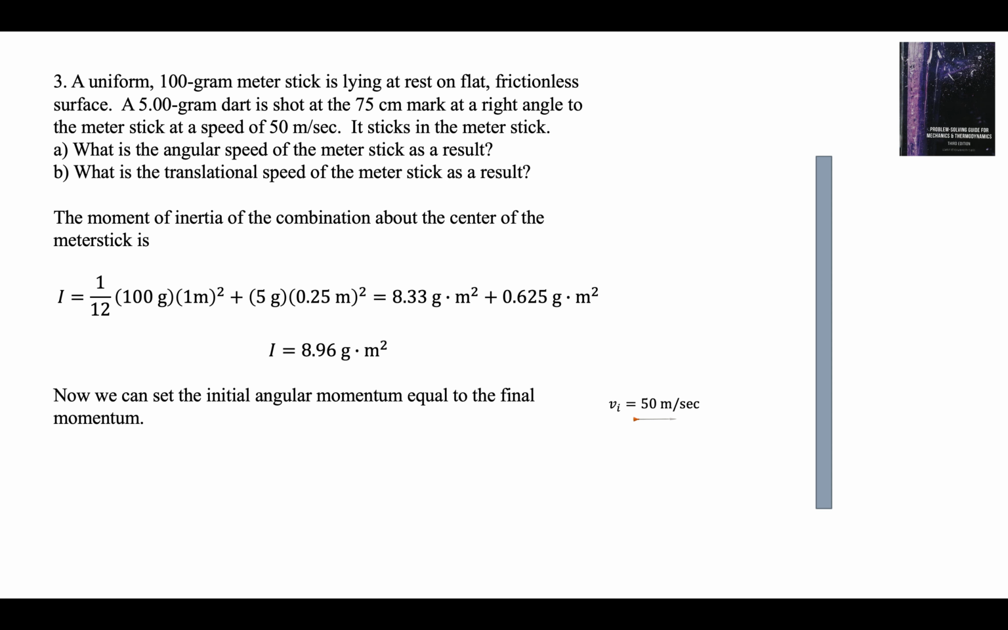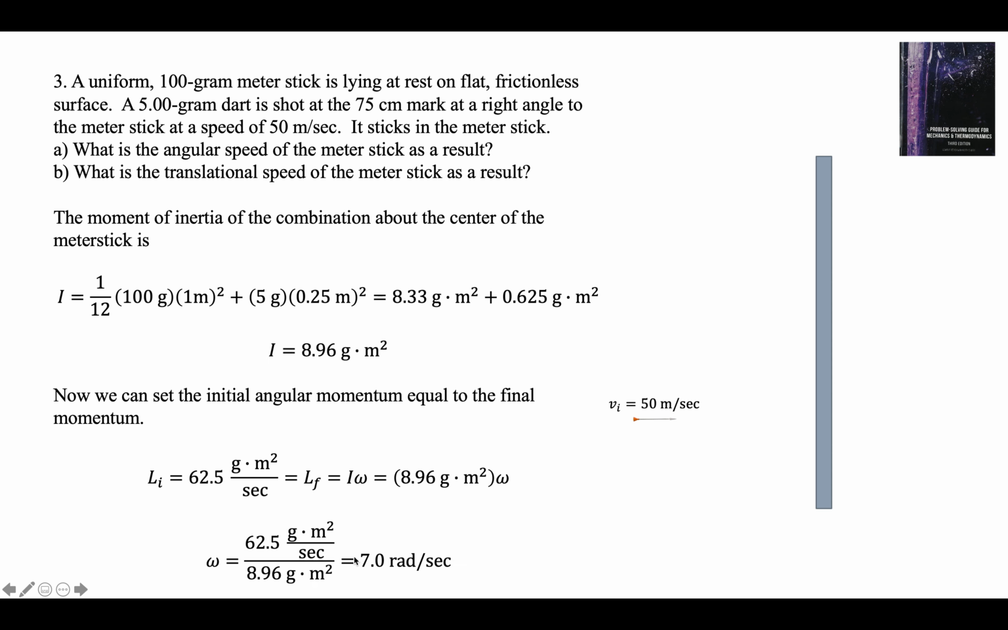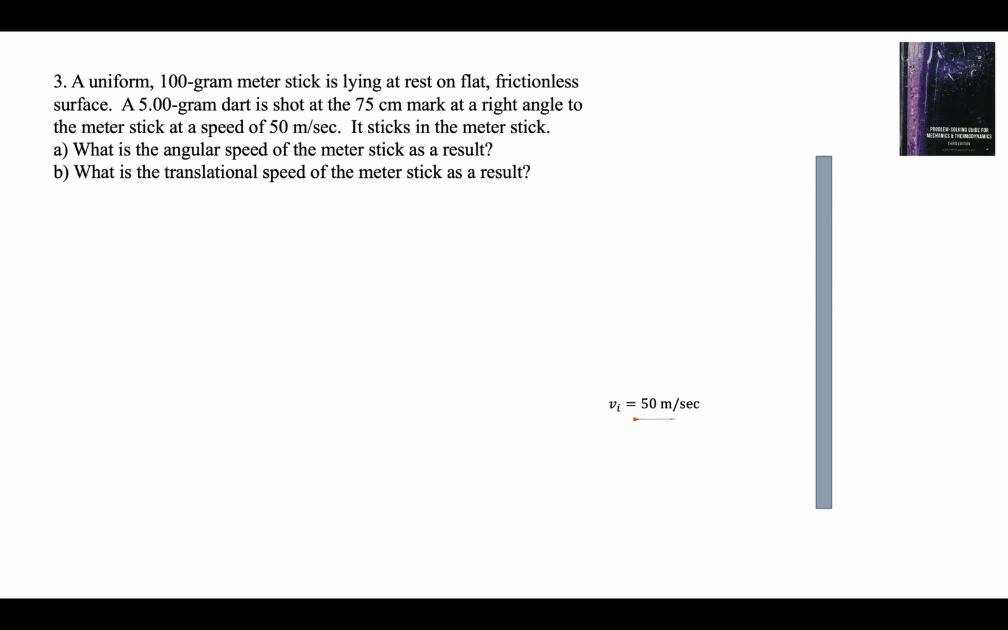Now we can set the initial angular momentum equal to the final angular momentum. There's the initial, which we calculated of just the dart. Final is I omega, and we calculated I. So now we can get omega, 7 radians per second. The meter stick's going to be spinning. That has nothing to do with the translational speed. That's only the rotational speed.